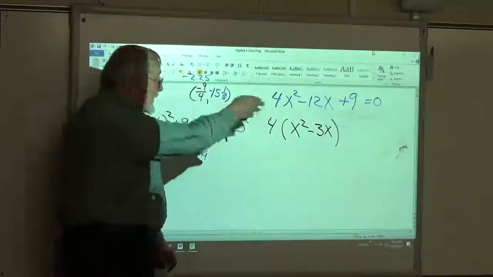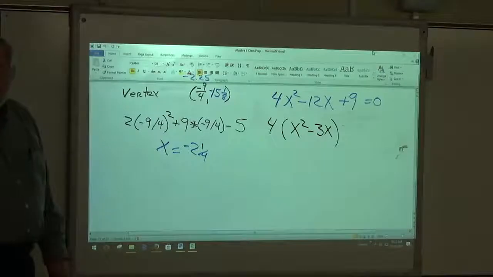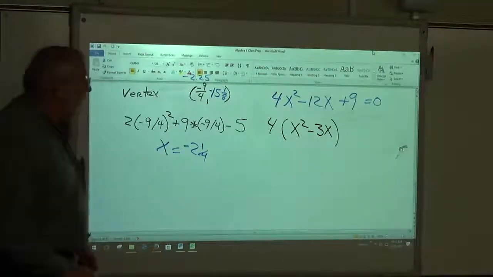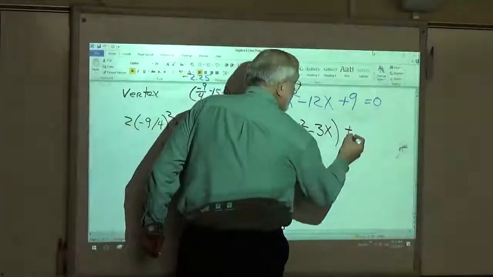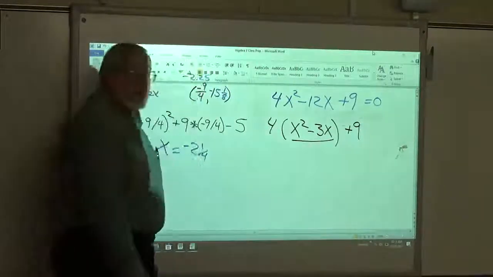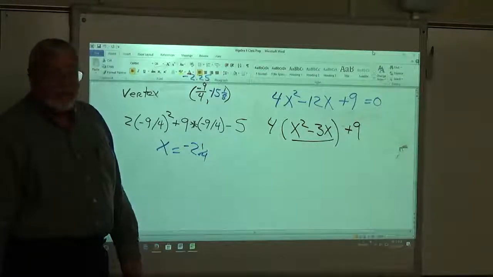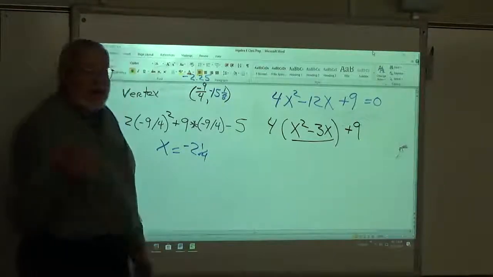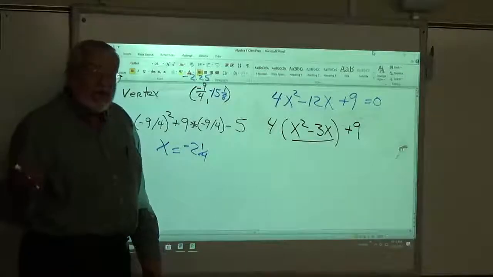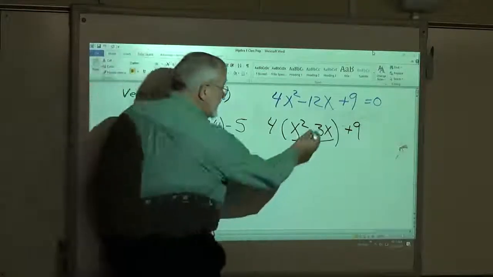Now let's double check. Multiply it out. 4 times x squared, 4x squared. 4 times negative 3. I got it right, okay? And then I'm going to do plus 9. Now, this right here, I'm going to take half of the second number. What's nice about using a half is it's either going to be a whole number or 0.5. It's 0.5, and this is going to be 0.5.